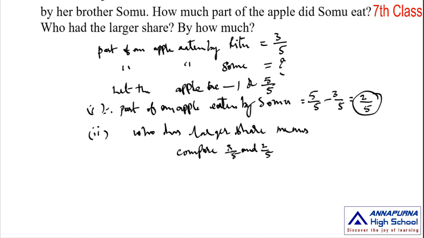The greater numerator represents the greater fraction. Here the greater numerator is 3. Since 3 is greater than 2, therefore 3 by 5 is greater than 2 by 5. So 3 by 5 means Ritu. Therefore Ritu's share is the larger one.